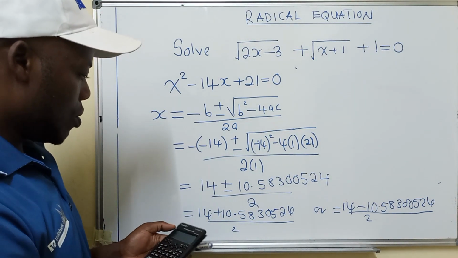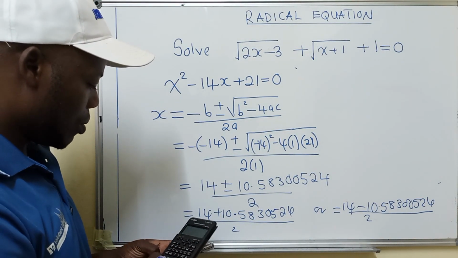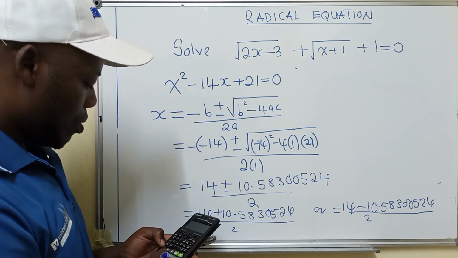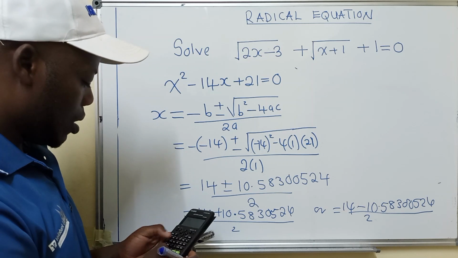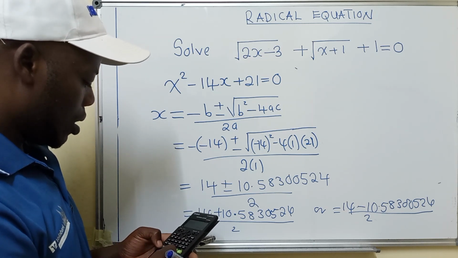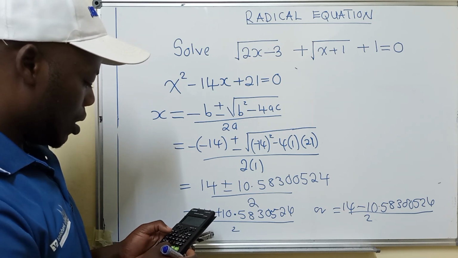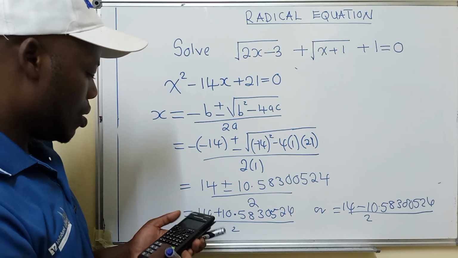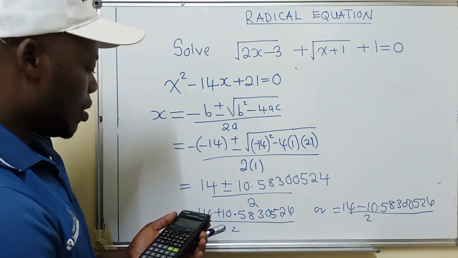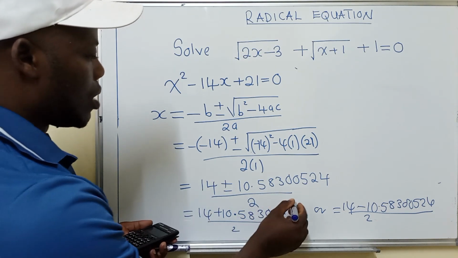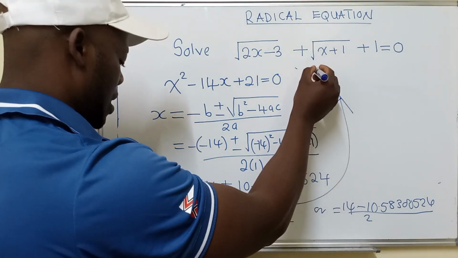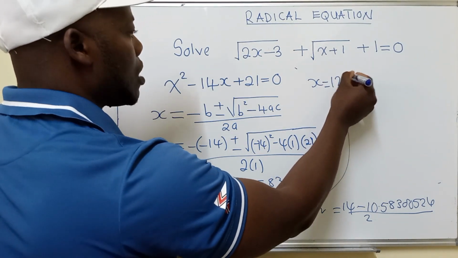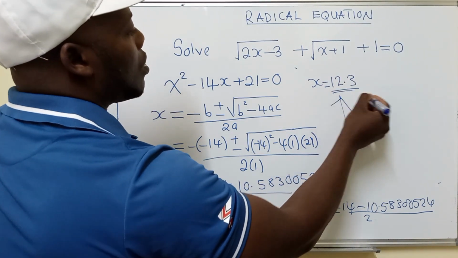So when we do that, let me see what we're getting. Plus, divide by 2. So our answer for this one will be 12. So x is equal to 12.3. That's in one decimal.